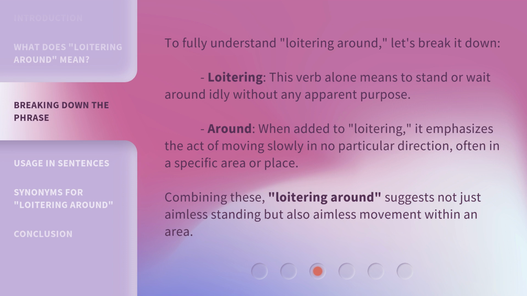To fully understand loitering around, let's break it down. Loitering. This verb alone means to stand or wait around idly without any apparent purpose. Around. When added to loitering, it emphasizes the act of moving slowly in no particular direction, often in a specific area or place. Combining these, loitering around suggests not just aimless standing but also aimless movement within an area.